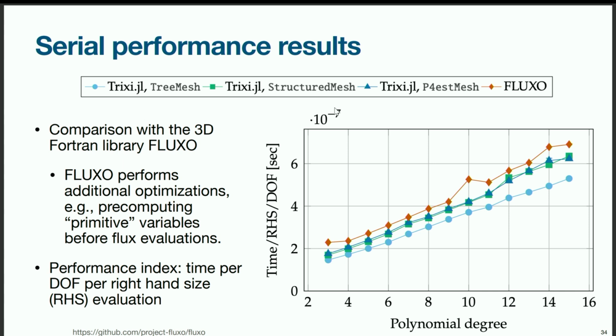And you can see there's a nice drop, especially at higher orders, in terms of the performance index. If you use this blue circle, this is the tree mesh, our Cartesian mesh, where we've tried to squeeze out as much performance as possible by taking advantage of the structure of the mesh and multiple dispatch.